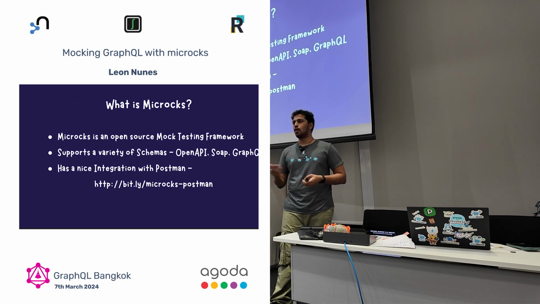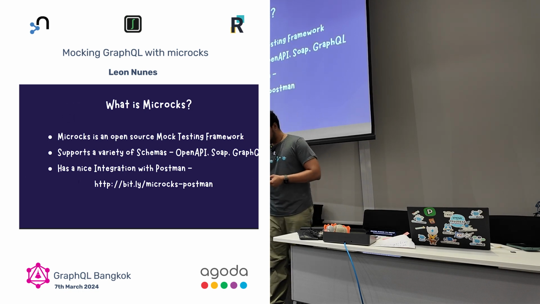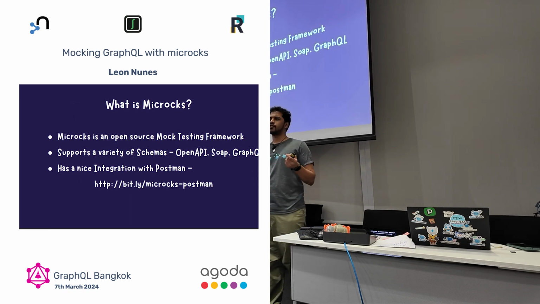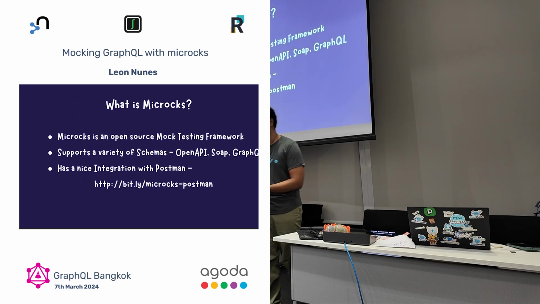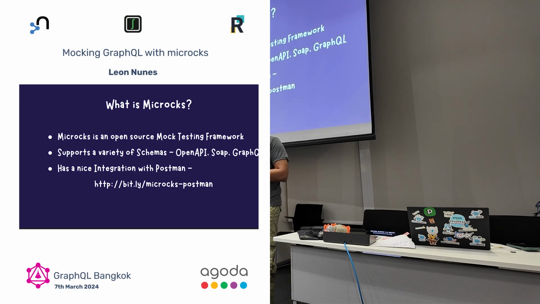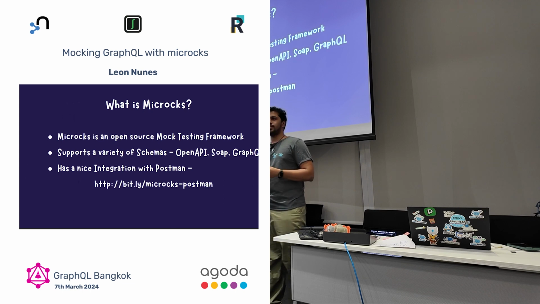So basically, it will help you mock all your APIs. Has anyone heard of different API schemas like OpenAPI, gRPC, and GraphQL? What it does is it takes those as inputs and gives you an entire mocking system that you can build on. It also has a very nice integration with Postman. If you would like to read about that, you can go to this link, and there's an article by them on how they have integrated Postman.